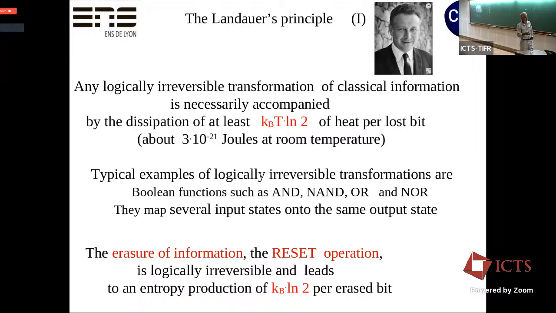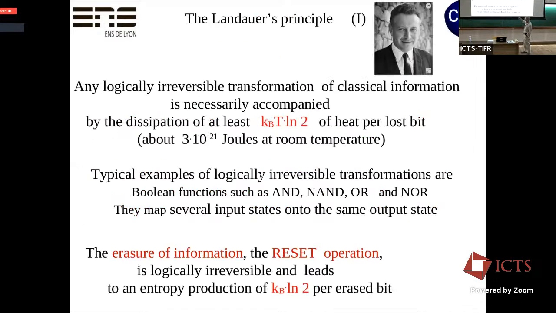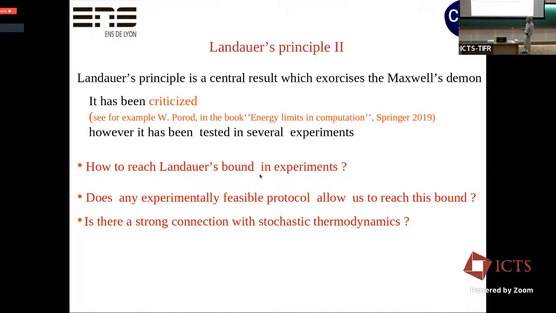So let me stick now to the most irreversible transformation, that is the reset operation, okay? So the Landauer principle is this: for each erasure, you have to spend kBT log 2, okay?